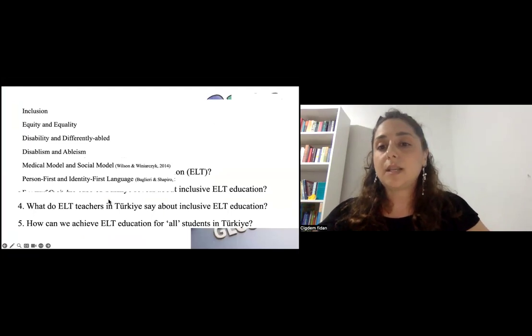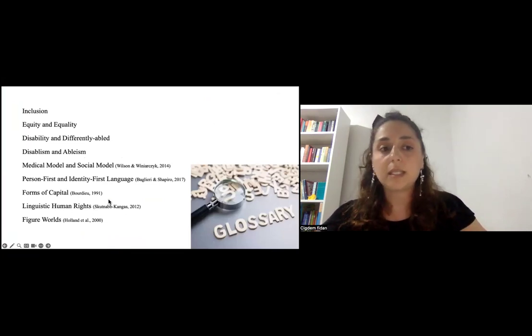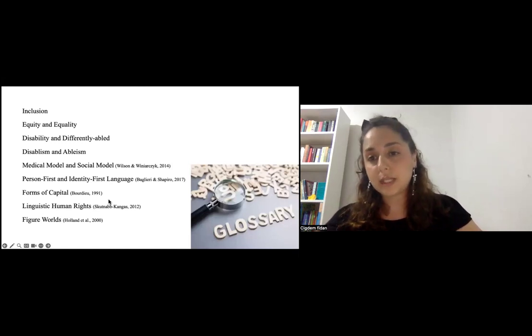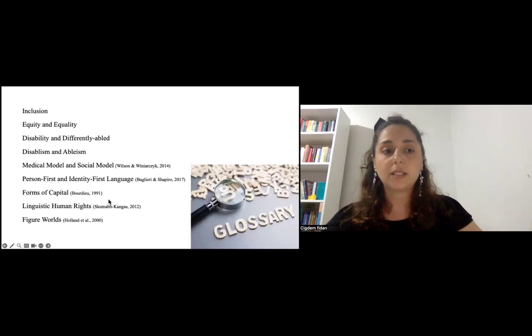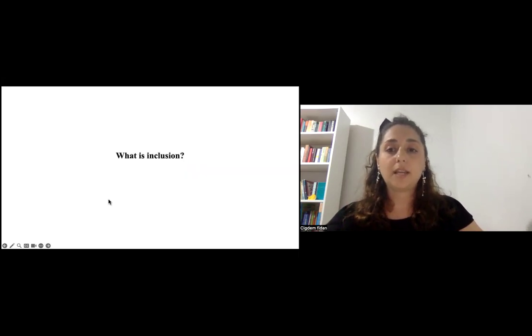During the presentation, you are going to hear about concepts like inclusion, equity and equality, disability and differently abled students, disableism and ableism, the medical model and social model of disability based on disability studies, person-first and identity-first language, forms of capital by Bourdieu, Linguistic Human Rights, and Figured Worlds by Holland et al. We are going to learn about these concepts during the presentation.